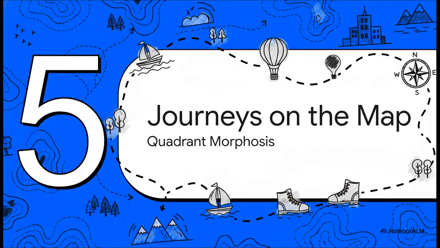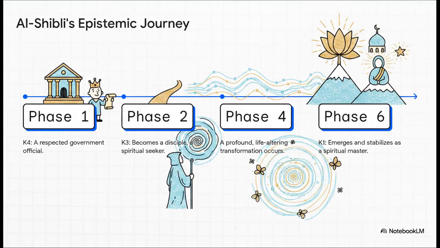So now, finally, we can go back and answer that question from before. What happens when a person's life is more like a journey than a single fixed point on a map? This is where we get to introduce something called quadrant morphosis. And the life of the Sufi master Al-Shibli is the perfect case study for this. I mean, look at this timeline.